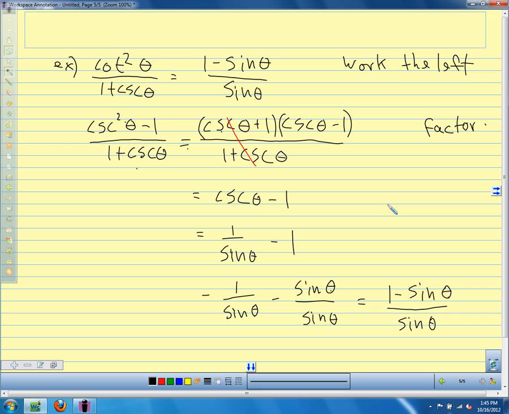So again, lots of different ways we can do these. Lots of different ways to get to the same answer. Sometimes you run into a dead end. Sometimes that dead end might give you a hint as to how we need to move forward. But the idea is try something. If that doesn't work, try something else. And the only way to get better at these is to keep trying.